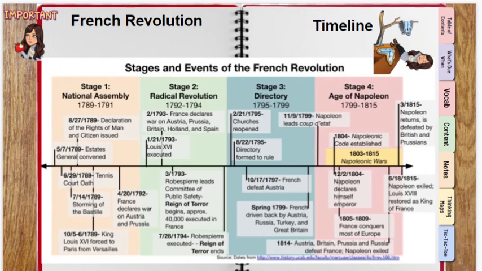So we have four main stages in the French Revolution. We're going to look at each of them individually throughout this unit. So we start with the first stage, the National Assembly, 1789 to 1791. We'll then go on to the radical stage of the revolution, stage 2. We'll look at the Directory, the third stage, and then we will consider the Age of Napoleon to be the fourth stage of the French Revolution for our conversations.